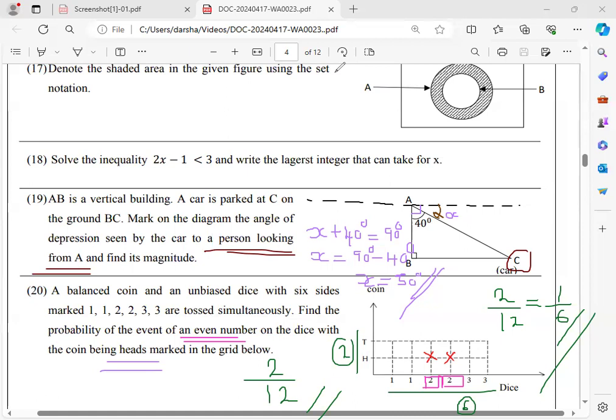Excuse me, miss. Yes, tell me. Yeah, in question number 20, how did the dice get a 6 there? Because 1, 1, 2, 2, 3, 3. There are 6 values here, isn't it? That's how the 6 came. Okay. Okay.